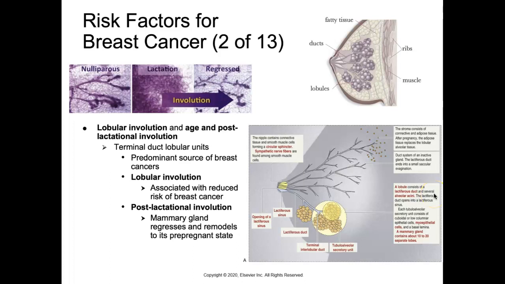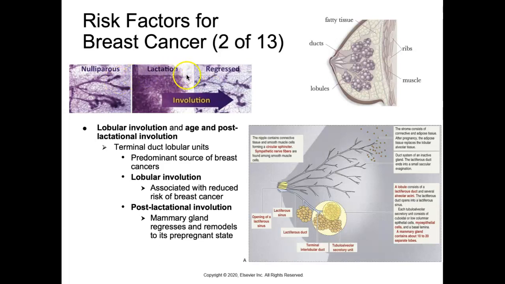And what's interesting is when we have lobular involution, that's going to be associated with reduced risk of breast cancer. These typically are going to be associated with aging. And then we have post-lactational involution, in which the breast tissue is going to regress and remodel itself to its pre-pregnant state. And this happens when the fibroblasts are going to start secreting proteases, that those basically cut apart proteins. So it starts degrading the extracellular matrix proteins, and then it promotes the growth of tumors.